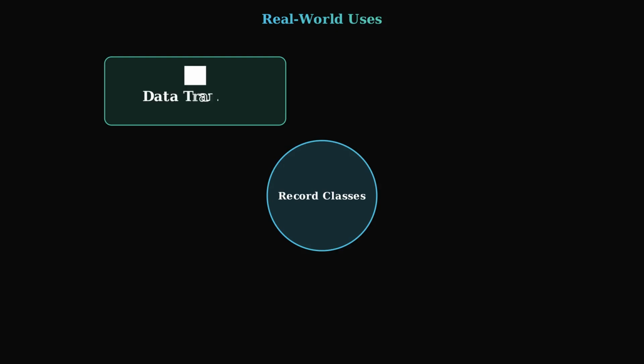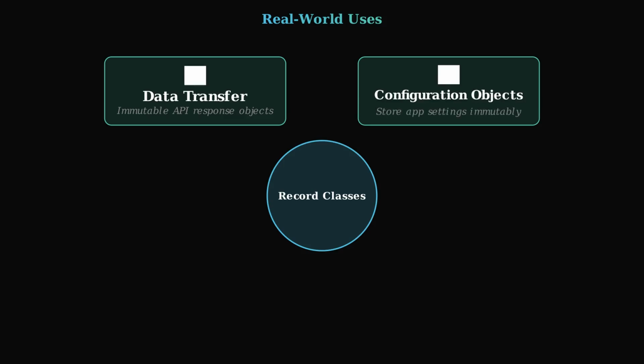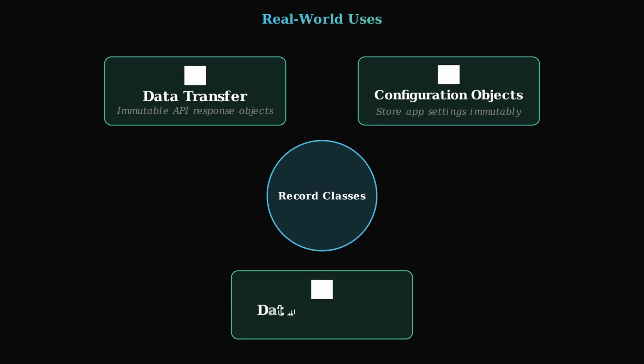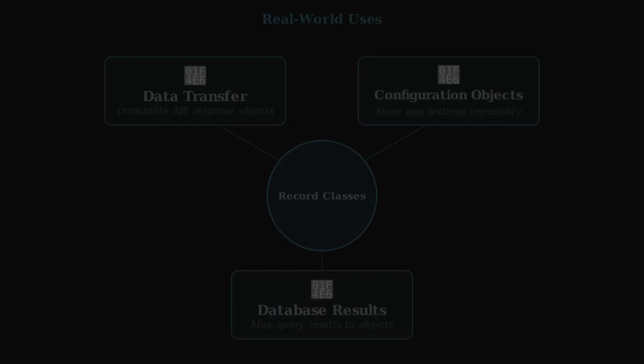How are record classes used in the real world? Data transfer. Immutable API response objects. Configuration objects. Store app settings immutably. Database results. Map query results to objects. Record classes power all these applications. Let's see the problem it solves.